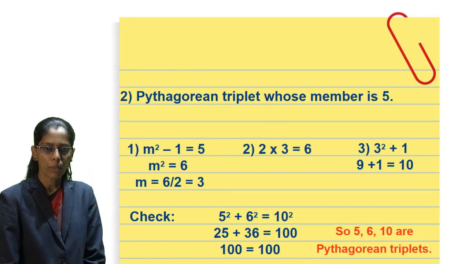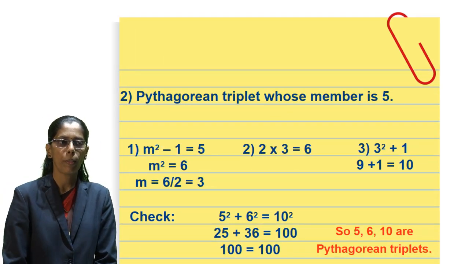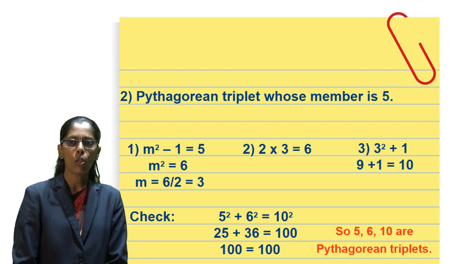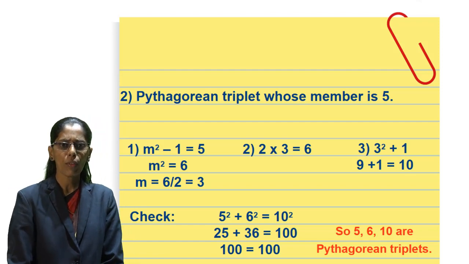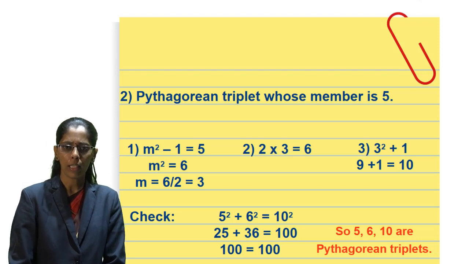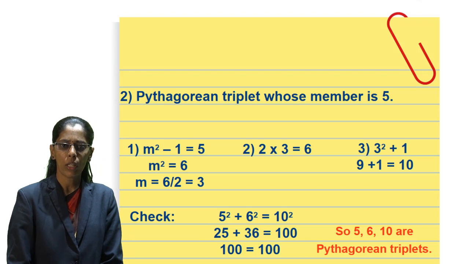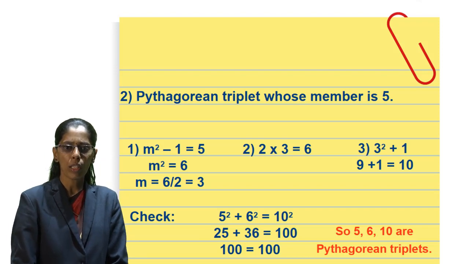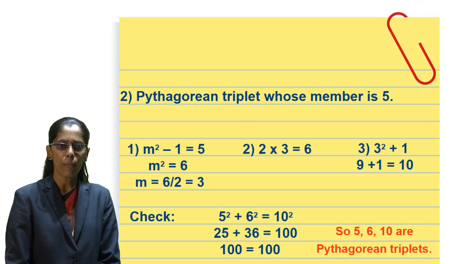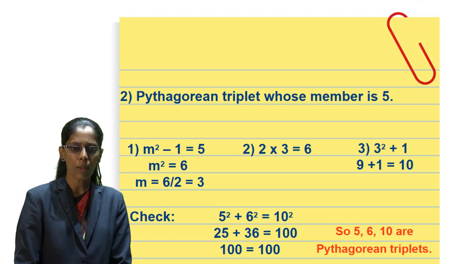Now one more example: a Pythagorean triplet whose member is 5. Means the value of 2m is given as 5. Then how do we find the remaining two members? Let us see. m square minus 1 is equal to 5. Then m square is equal to 6, means m is equal to 3. This is the first member.